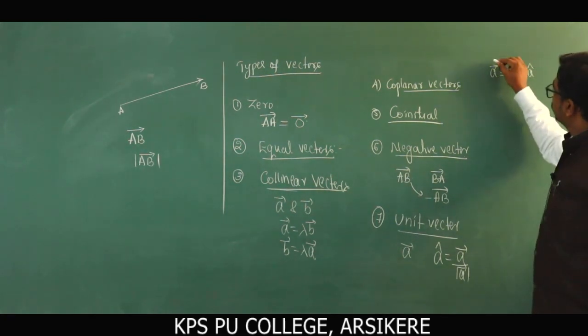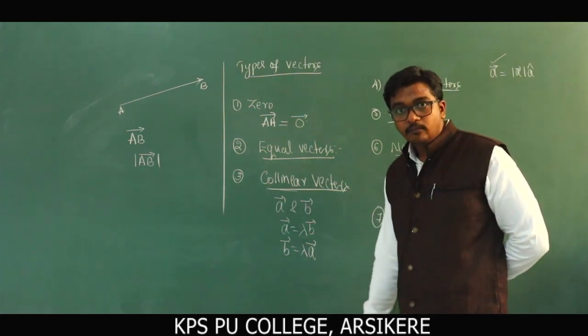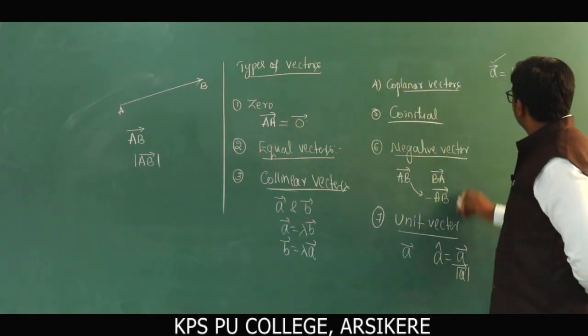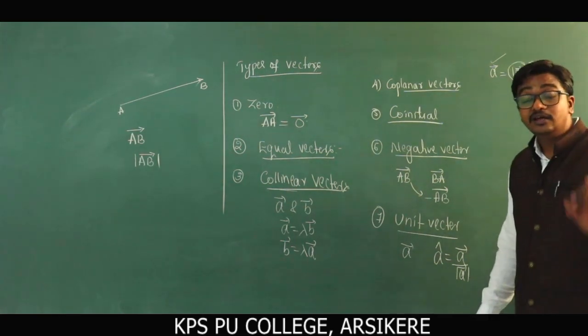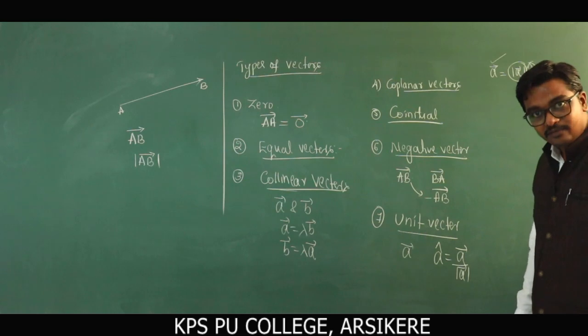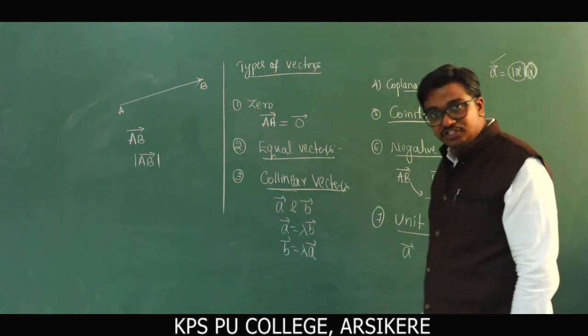Just observe here. Vector means having both magnitude as well as the direction. So obviously this represents the magnitude. What about this one? That represents the direction. Clear? So the unit vector, A cap, represents the direction.